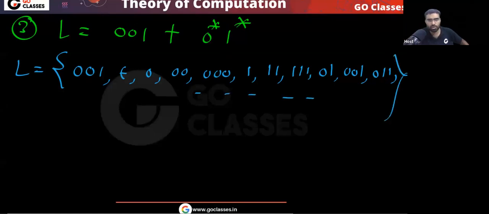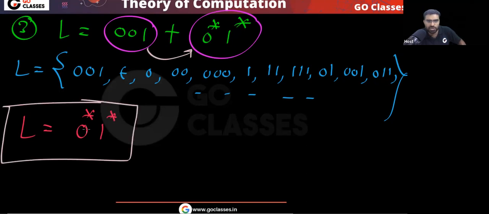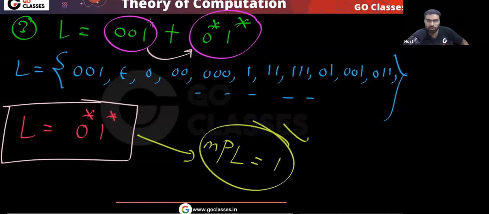So remember, your language is this. Actually, this is covered in 0 star 1 star. Yes or no? This language is 0 star 1 star only, because this is covered in 0 star 1 star. And for this language, we have already found the pumping length. What is the minimum pumping length? That will be 1. This we have already found.